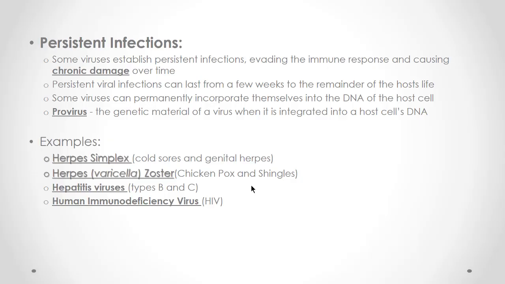Other types of viruses, some of these listed here, herpes viruses are notorious for this, hepatitis viruses, especially B and C, HIV. These are viruses that are not known to just come in and out of the body relatively quickly, within days through a week. They can actually be persistent for your entire life, depending on the exact scenario. And so these establish what are called persistent infections.